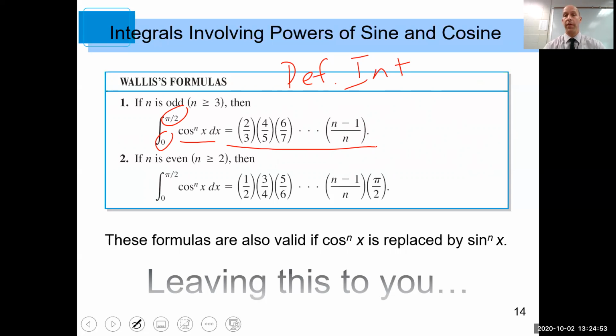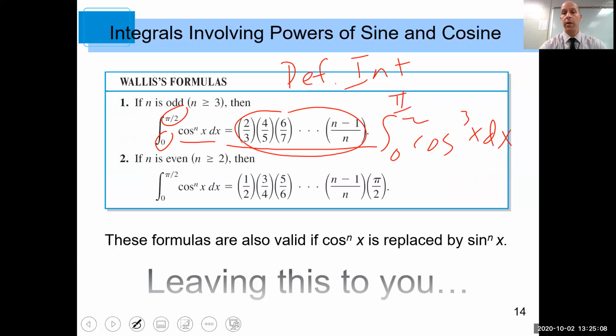So for example, if I asked you to find the integral from 0 to pi over 2 of cosine, let's say, 3x dx, you would use this formula right here. So you would do, and I guess I'll just kind of start this one, 2 over 3, and that's just going to be the answer, because that is what we're doing here. It's just 2/3, and you can check that with your calculator. And I think I'm going to end that there.